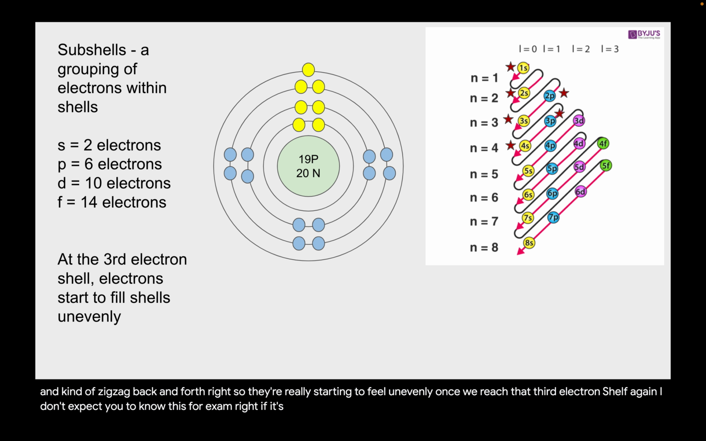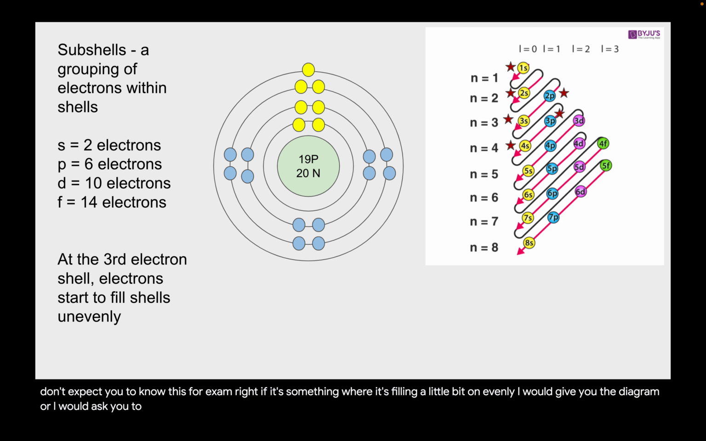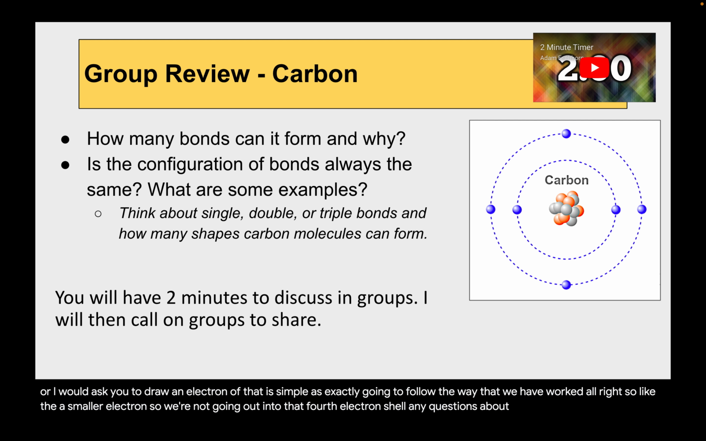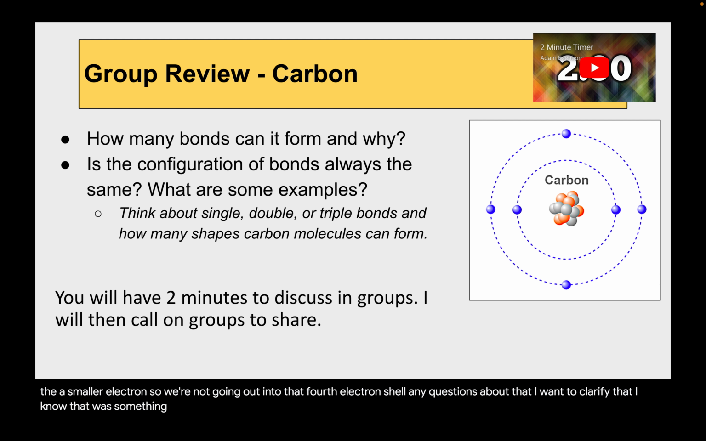If it's something where it's filling a little bit unevenly, I would give you the diagram, or I would ask you to draw an electron that is simple and is exactly going to follow the way that we have learned. All right, so like a smaller electron, so we're not going out into that fourth electron shell. Any questions about that? I wanted to clarify that because I know that was something I completely forgot about.